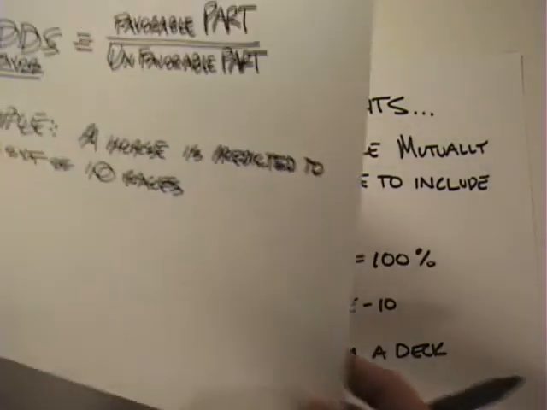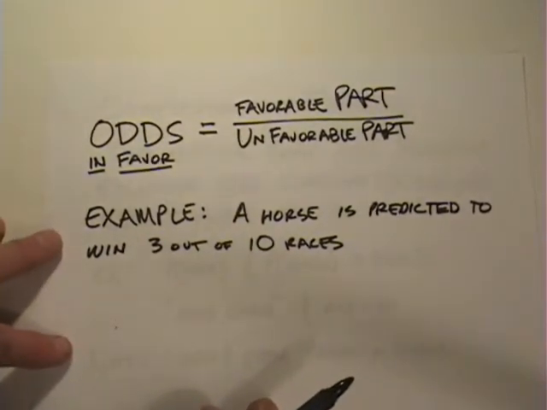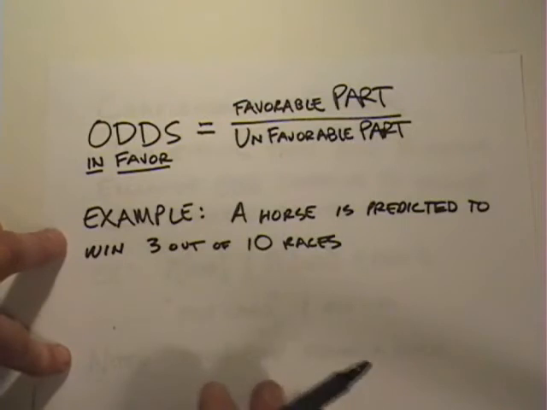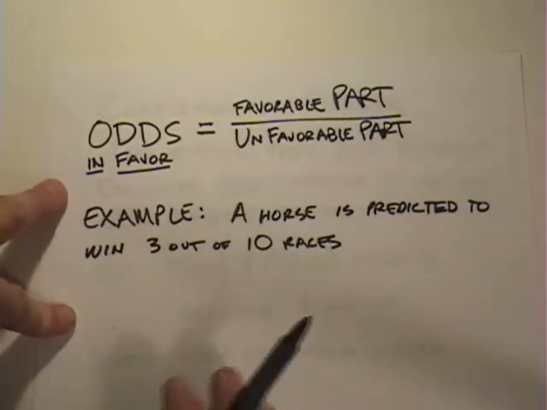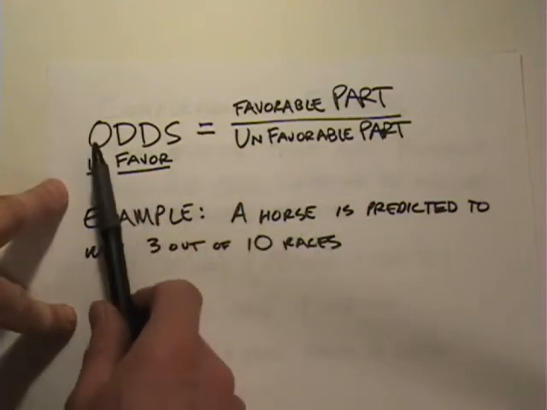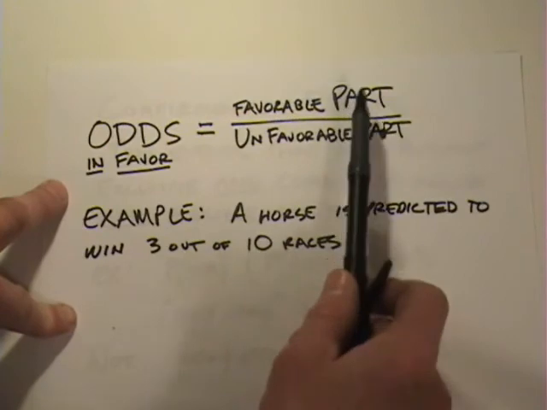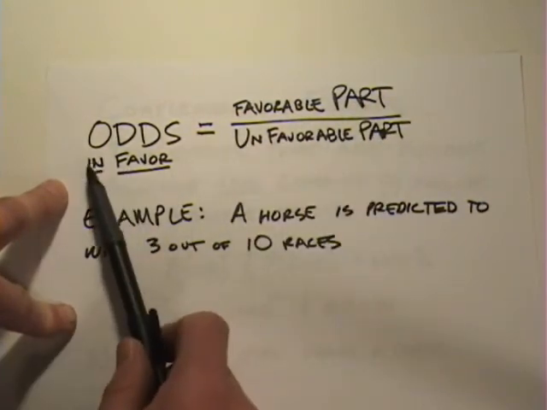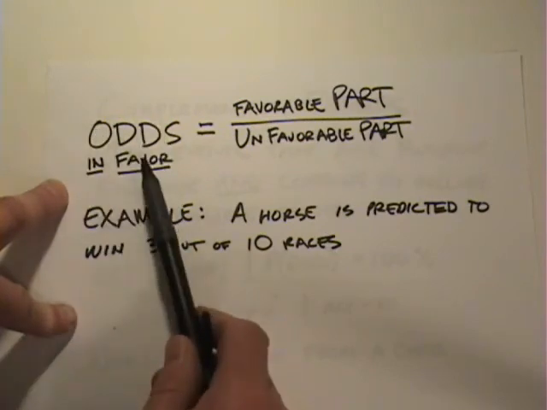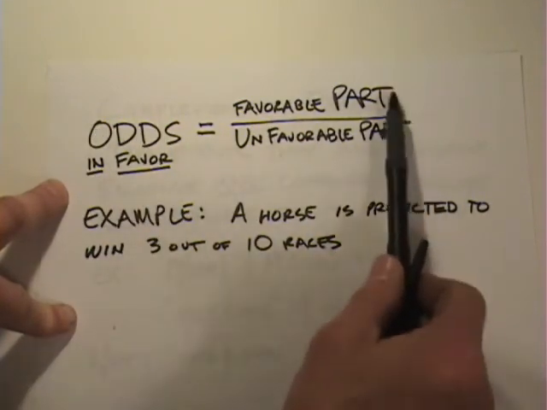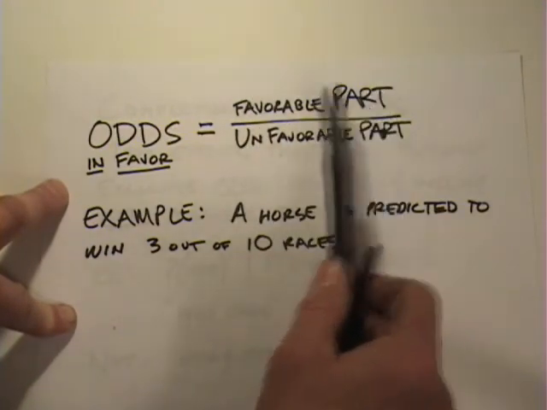Then finally I want you guys to know about odds. Odds are a little bit old-fashioned. It often relates to betting and gambling, so you don't see it very much in math books, but you need to know about it. When we work out the odds of something, we simply are comparing the favorable part to the unfavorable part if we're talking about odds in favor. If we're talking about odds against something, then we would just swap these, switch them up and down, and we'd say the unfavorable things over the favorable.